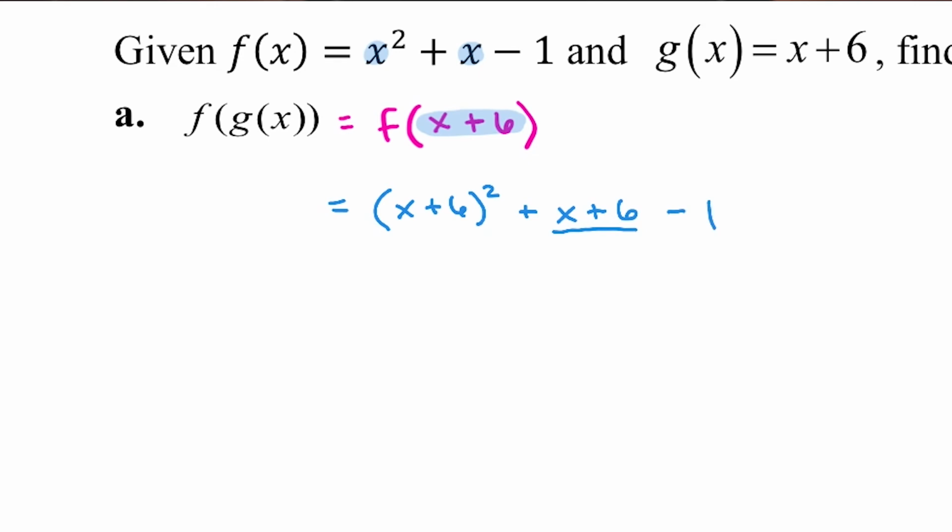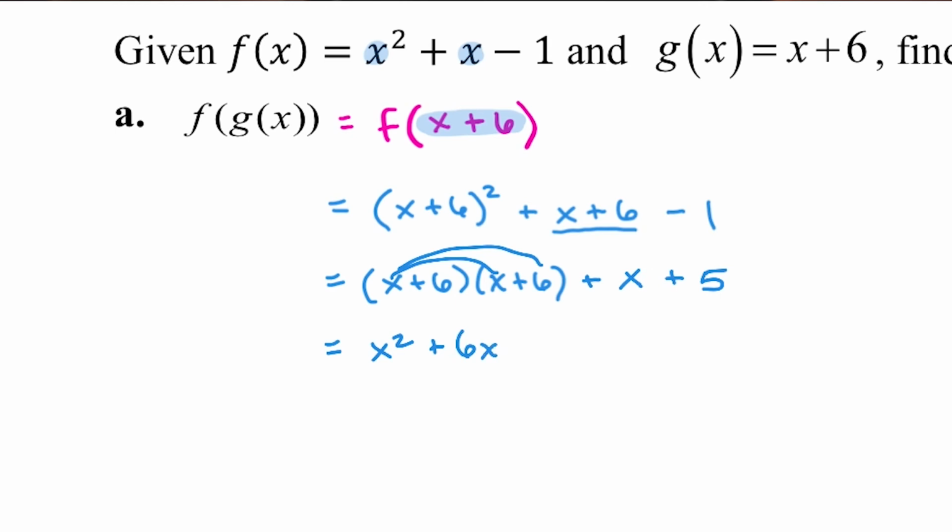And then it's just about simplifying from here. X plus 6 squared is x plus 6 times x plus 6. You are not just squaring both of these terms, you have to multiply it out. And then we have plus x plus 5 if I combine the 6 minus 1. So this is x squared plus 6x plus 6x plus 36 plus x plus 5.